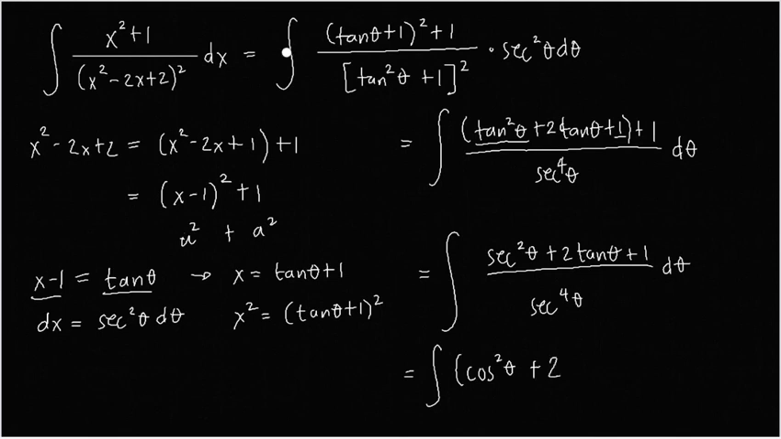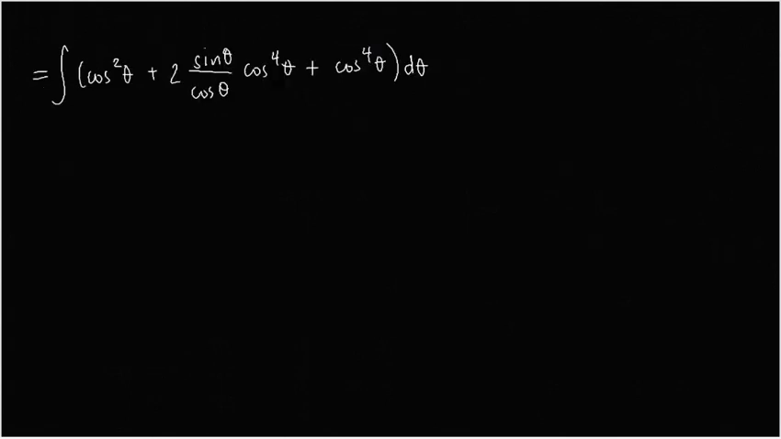Then how much is this? We have 2. Then this is tangent of theta. So we can simply put this first as sine of theta divided by cosine of theta. And then yung secant to the fourth of theta is cosine to the fourth power of theta. And then 1 divided by secant to the fourth power of theta is cosine to the fourth power of theta d theta. Simplifying further this integral, we can have this as follows.